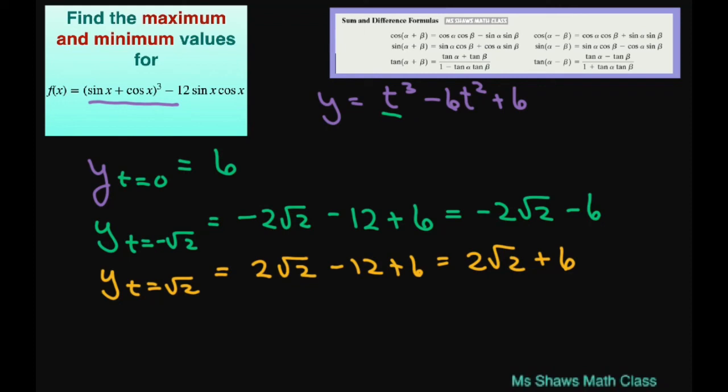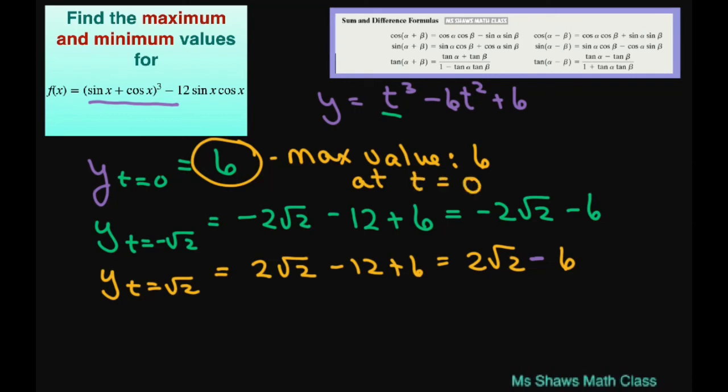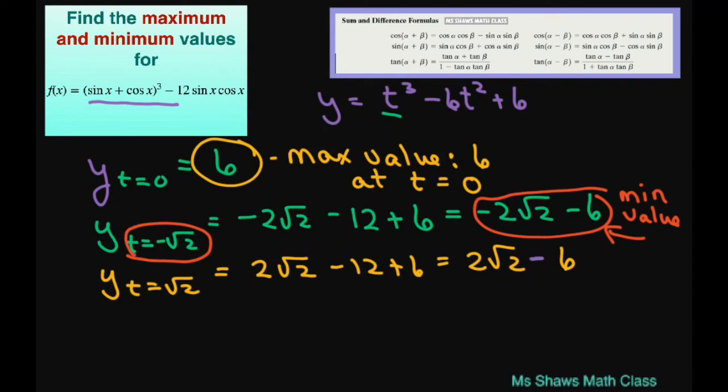All right. Now looking at your largest number and your smallest number. Your largest number is this one, these are both minus 6 right here. This is your largest number, so this is where your maximum value is. So your maximum value is 6 at t equals 0. And your minimum value is your smallest number, which is this one. So we're going to write minimum value equals this, and that's at t equals negative square root of 2.